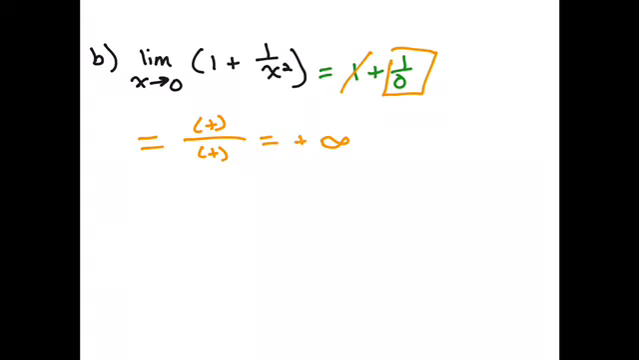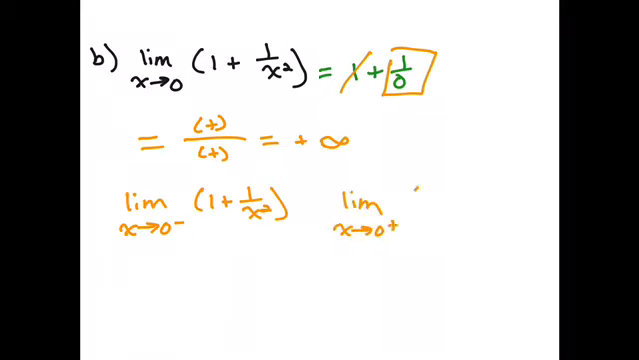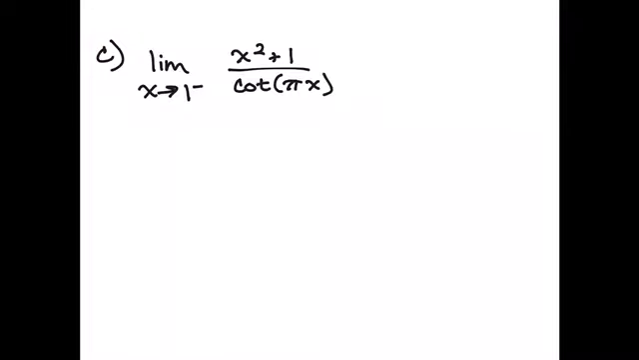Now, if I didn't recognize that that was going to be positive no matter what, I would have had to check from the left and check from the right and see if they matched up. And they would, right? Because we're squaring it whether it's a negative 0.1 or a positive 0.1. But since I saw that, I don't have to check left and right. I know they're both going to behave the same way.